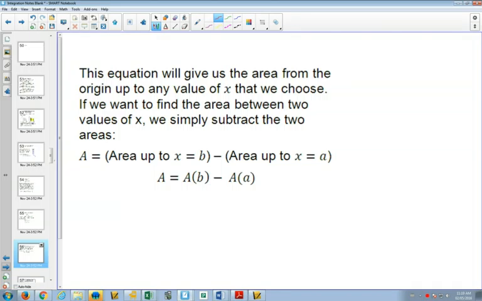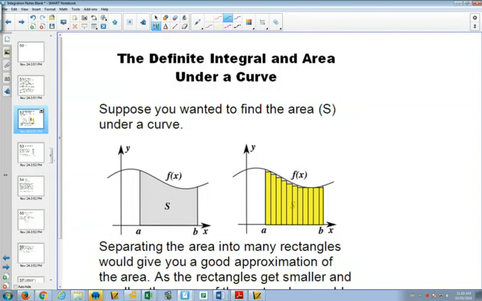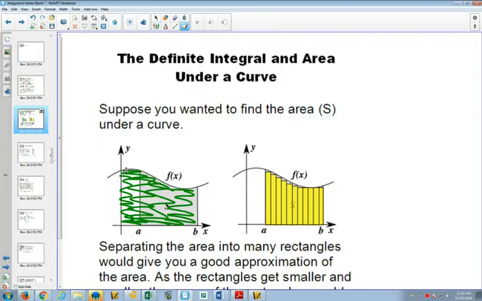So if you wanted to find it between a and b, well, the integral, when you plug in b, will give you the area up to b. In other words, going back to here, when I do the integral and I plug in b, that gives me the area all the way back to the origin, up to b. So if I want to find the area in between a and b, I would then have to subtract the area up to a. And that would leave me with the area from a to b.